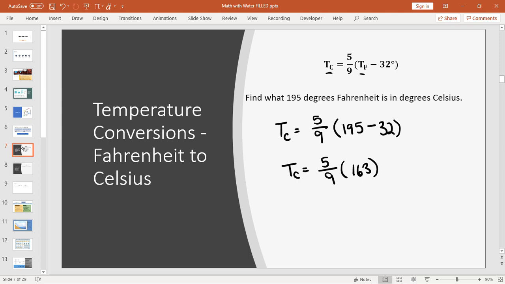And now because I've got this bracket smashed up, I get an instant fraction. We're just going to do this kind of math. And it doesn't matter what order you do it in, you will get the same answer anyway, and that should be 90.6 degrees Celsius.